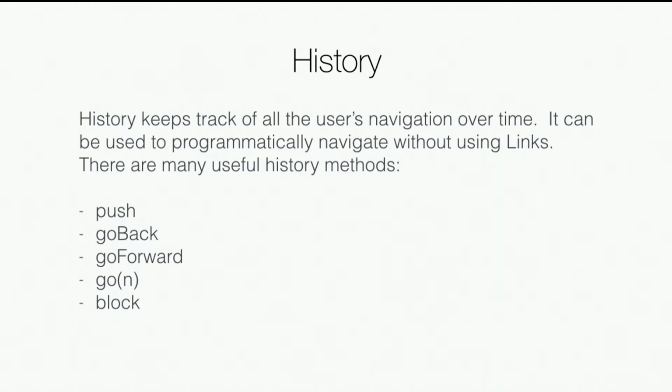Go and then providing an integer can allow you to do multiple steps at one time. So like I could say go 2 and that's like hitting the forward button twice. Or I say go -3 and that's like hitting the back button 3 times. And then block. There may be certain conditions where you don't want a user to be able to go to a particular URL, and you can use block to prevent them from doing that.